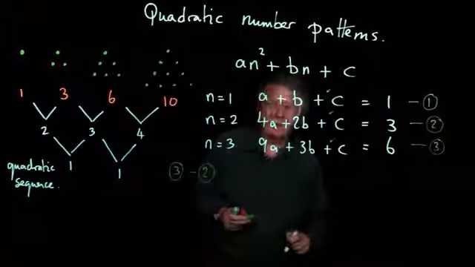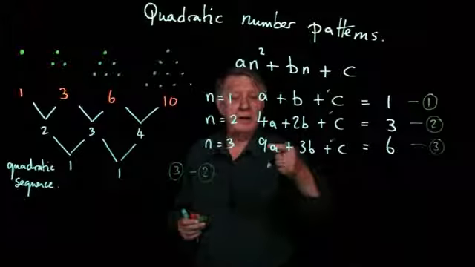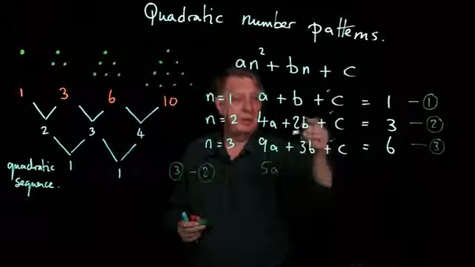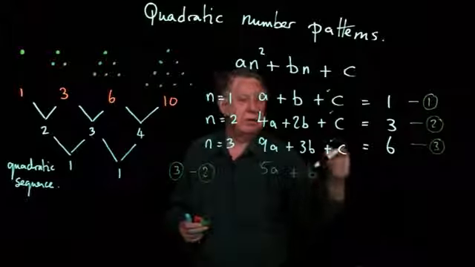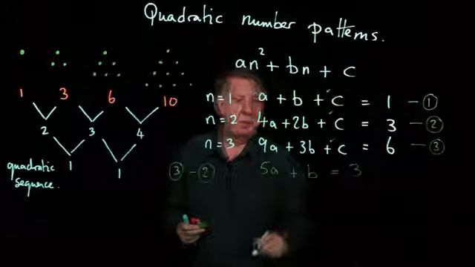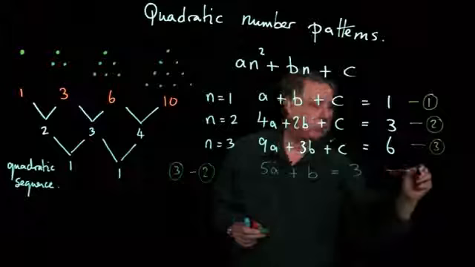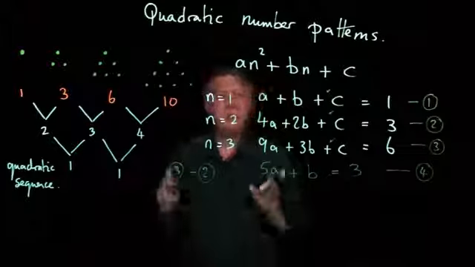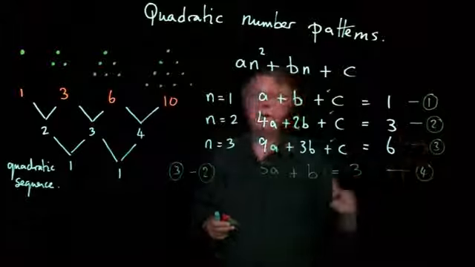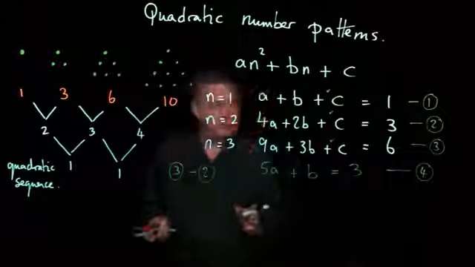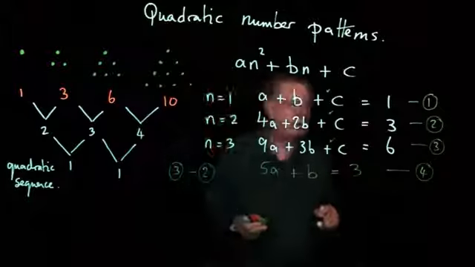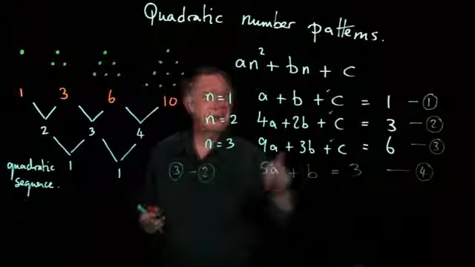If I do line 3, take away line 2, I get 9a take away 4a, which is 5a. 3b take away 2b is 1b. c take away c is nothing. 6 take away 3 is 3. And I'm going to call that line 4. Always worth, when you're solving lots of simultaneous equations, number each line. It stops you getting lost. Because I can look at this and think, oh, where am I? I've lost myself. No, I know where I am.